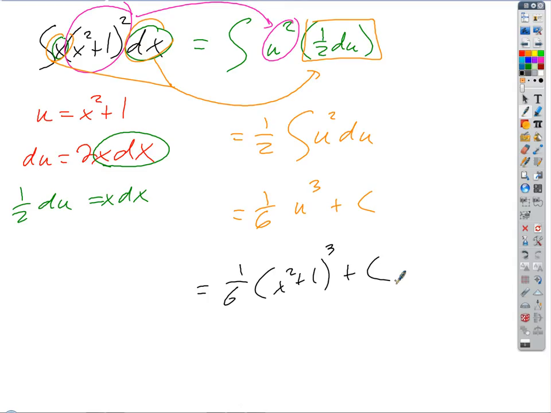Because that's just u cubed over 3. Well, 1/2 times u cubed over 3 is the same as that. Or I could put the 6 on the bottom. Can we double check our answer by finding the derivative of that? And we could. It would work.